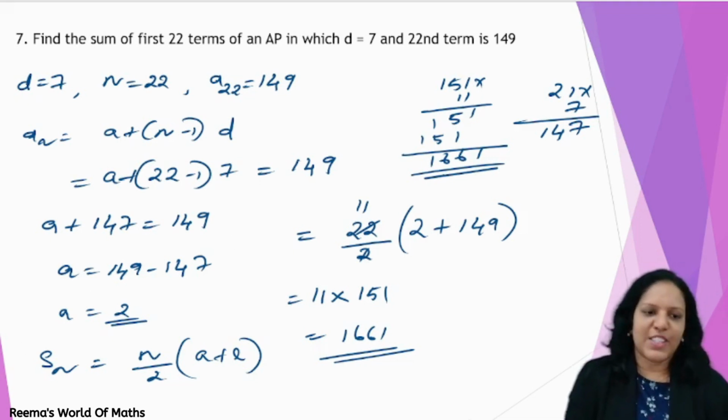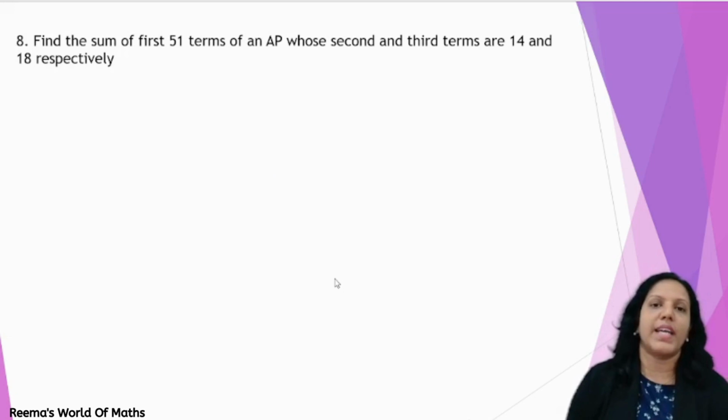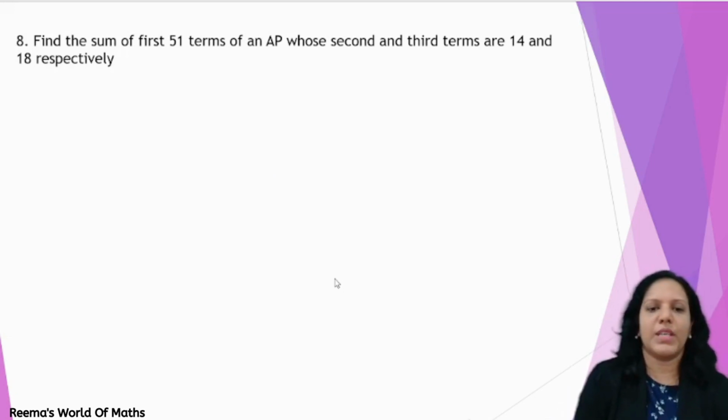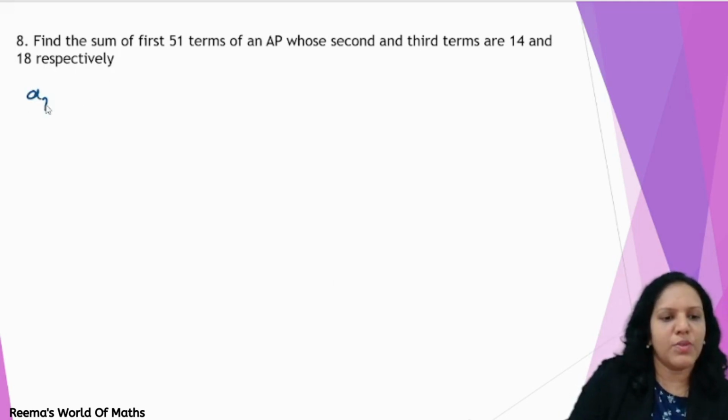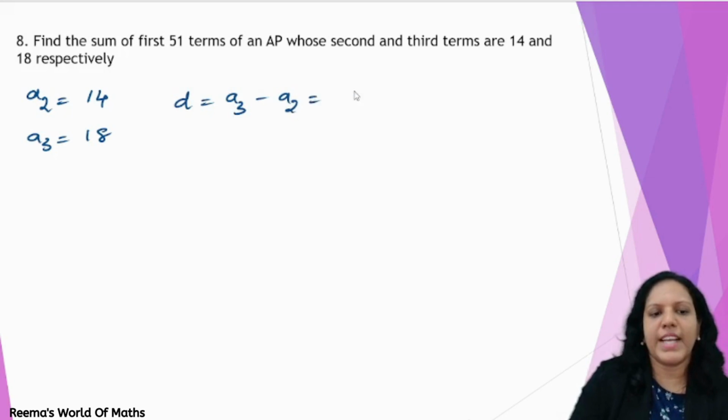Let's see the next question. Find the sum of first 51 terms of an AP whose second and third terms are 14 and 18 respectively. So we need to find the sum of 51 terms of an AP, and we have been given the second and third terms. So a_2 equals 14 and a_3 equals 18. From here we can find the common difference. So d equals a_3 minus a_2, which is 18 minus 14, which is 4.